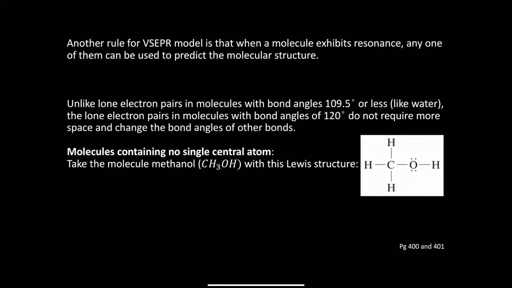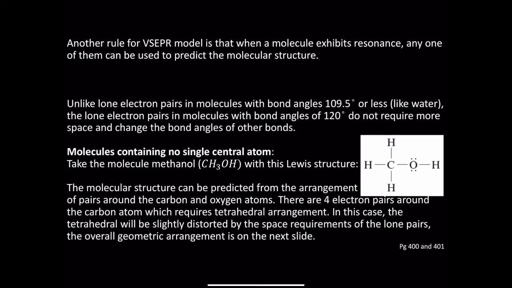So how about those molecules that don't have one single central atom? For example, the molecule methanol, or CH3OH. Here's the Lewis structure. We have carbon in the center surrounded by those hydrogens, but carbon is also bonded to oxygen, bonded to another hydrogen. And this is why, right here, this little OH, we write it like this instead of CH4O. We write it as CH3OH because now we can see that hydroxide on this end here. So the molecular structure could be predicted from the arrangement of pairs around the carbon and oxygen atoms. There are 4 electron pairs around the carbon atom.